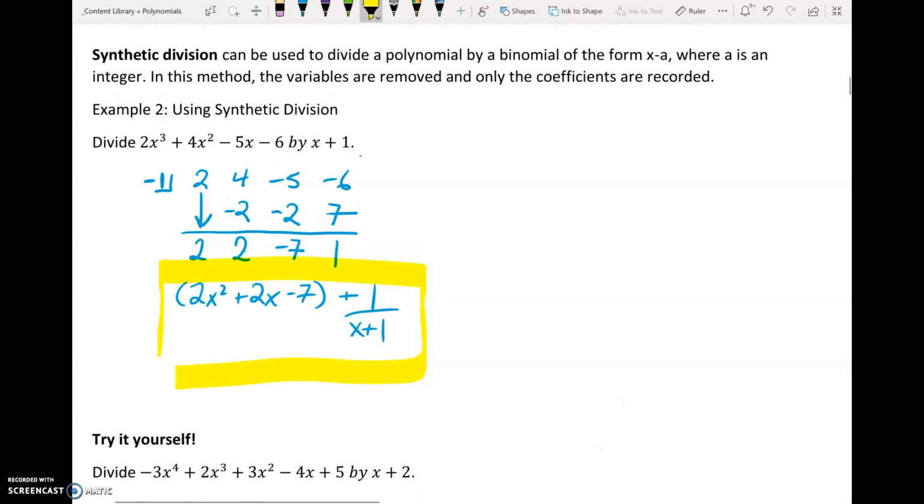So you can try it yourself. Set it up the same way I did. So instead of doing plus 2, you're going to write minus 2 in the corner. And then you're going to write down all the coefficients and then do the same method. And then once you're ready for the solution, press play.